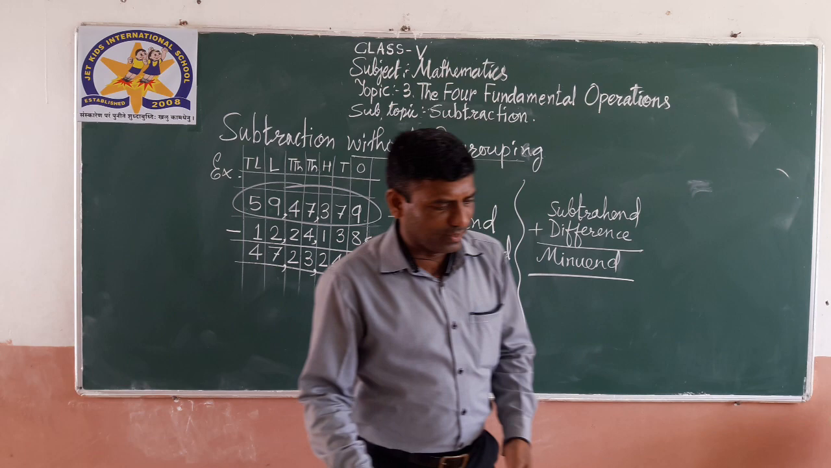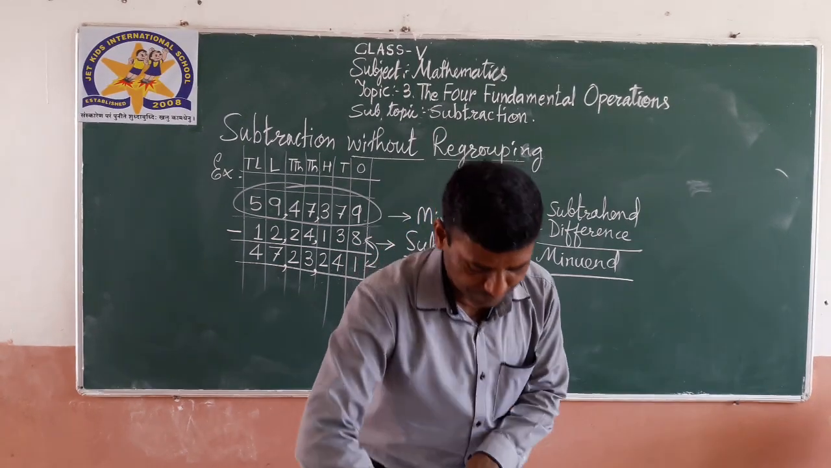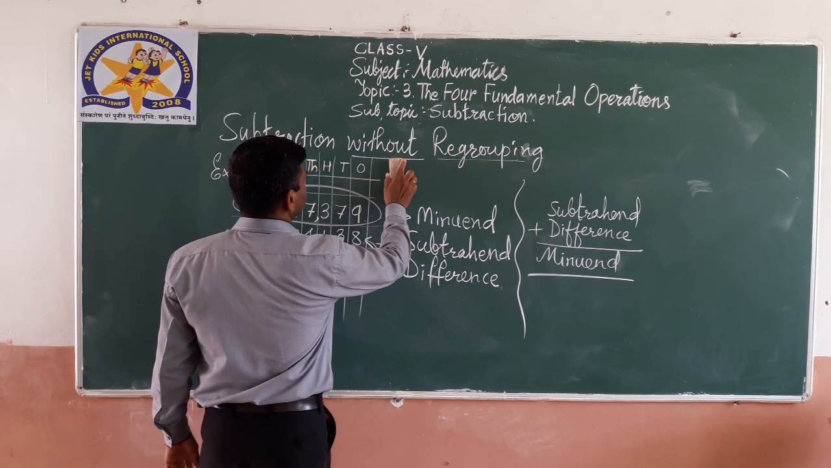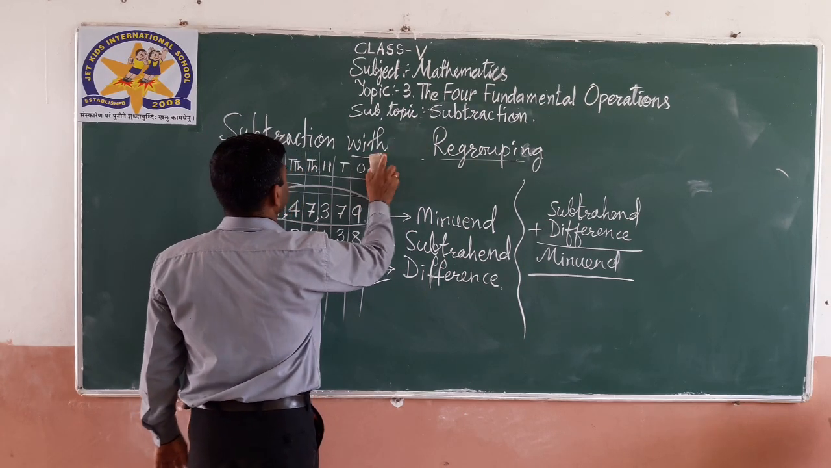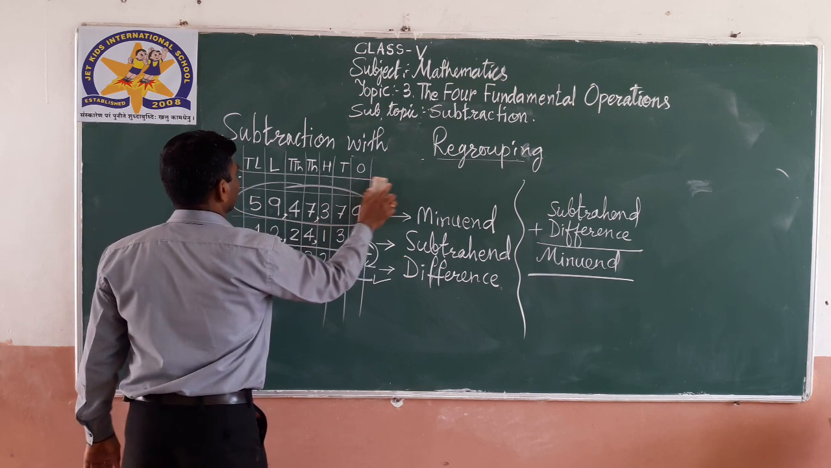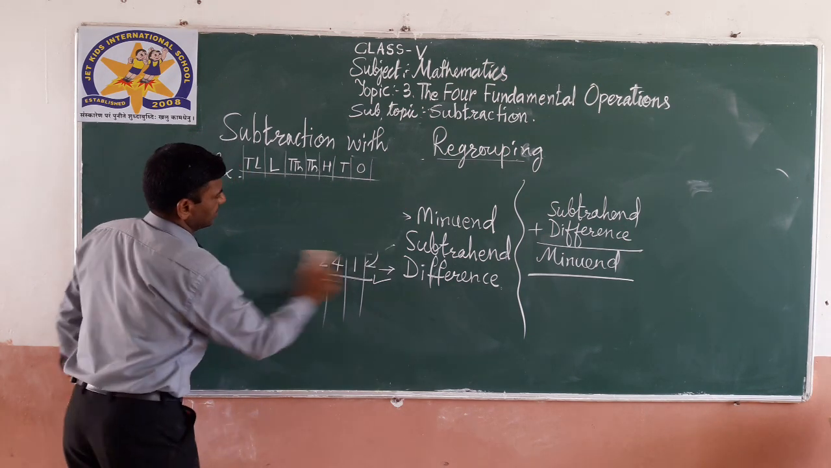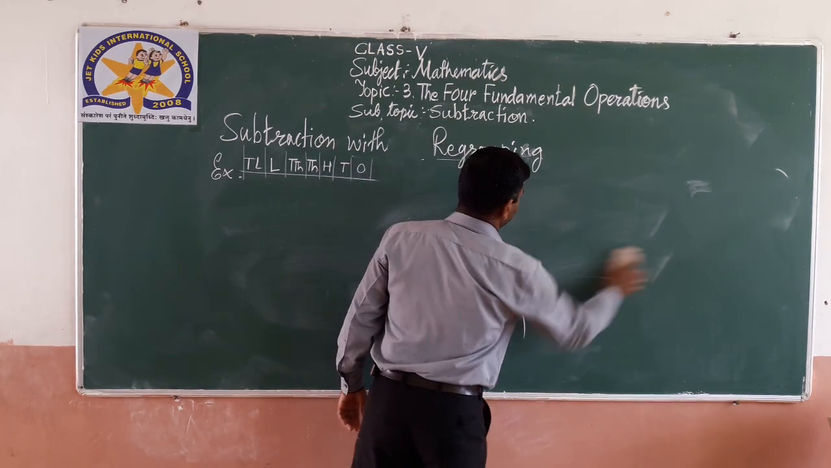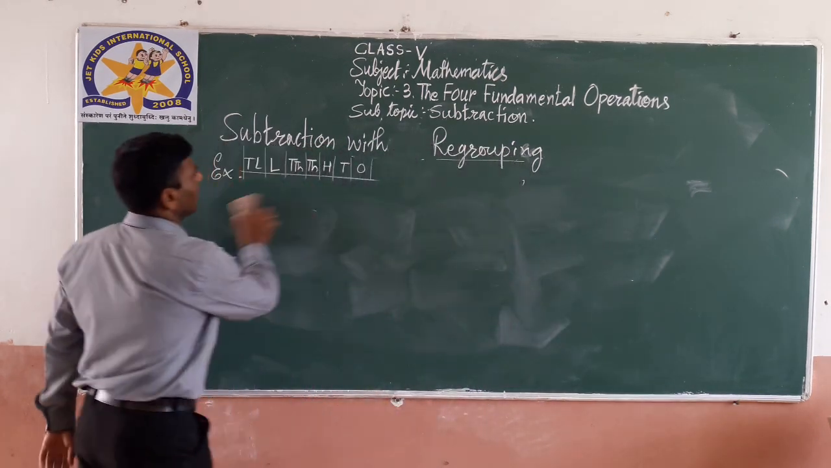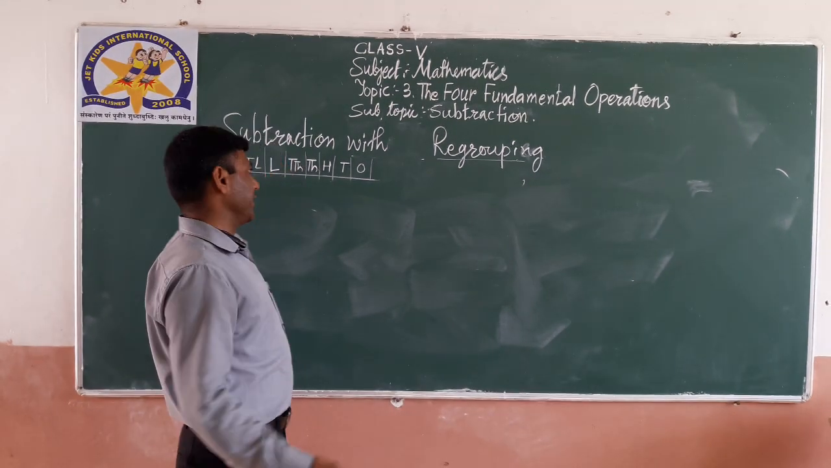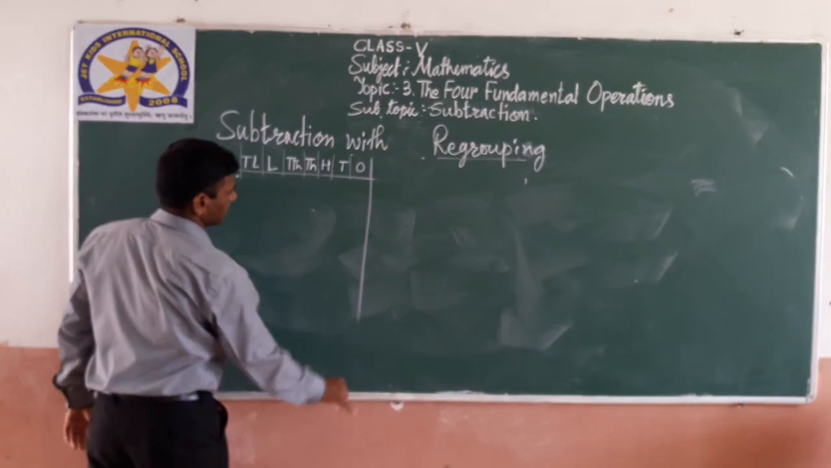Now we will see subtraction with regrouping. Understand this one. Now subtraction with regrouping. Here we will have to take borrows and all. See.